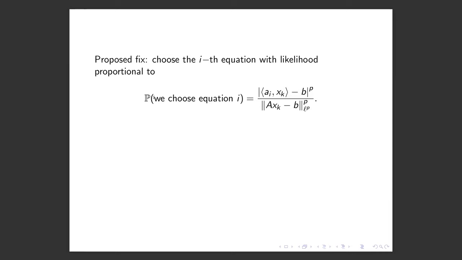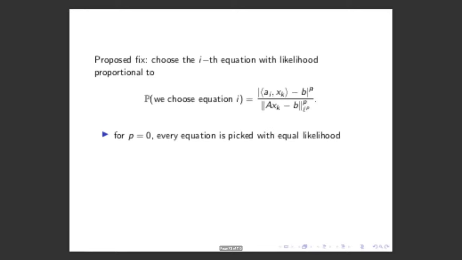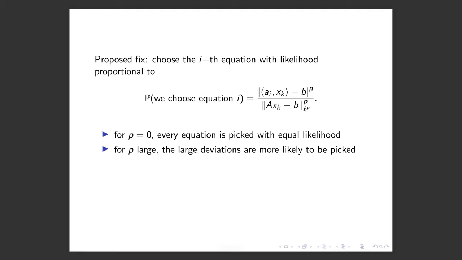And here's the substitute. I was interested in what happens if I choose the ith equation, the ith hyperplane, with a likelihood that's proportional to the pth power of the error that it currently undergoes. And then you divide by, of course, all the pth powers to get a probability. If p is zero, this corresponds to the classical method. If p is infinity, it corresponds to maximum residual. That nicely interpolates between the two.